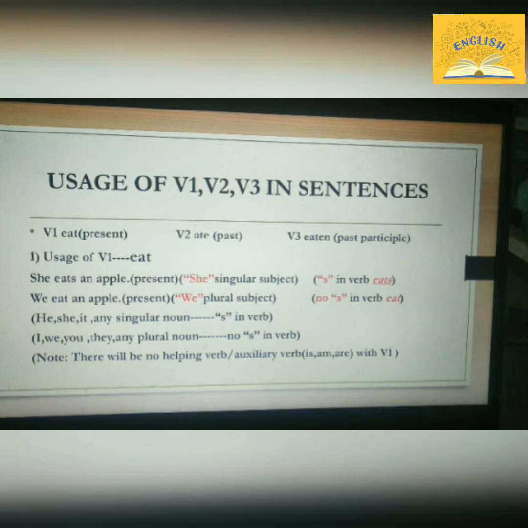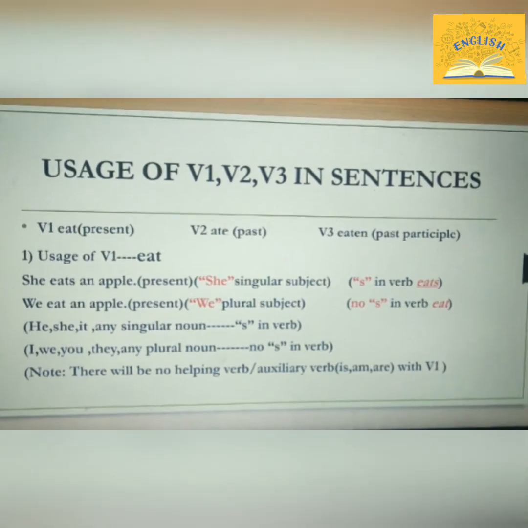I'll take one verb, eat. I will be taking the three forms of eat and will be explaining to you how this verb is used with the helping verb and without helping verb. So in V1 we can see that eat is in present tense. In V2, the second form of eat is ate in past tense, and V3, eaten, is the past participle. Now this past participle, I will explain how to use with the helping verb accordingly.